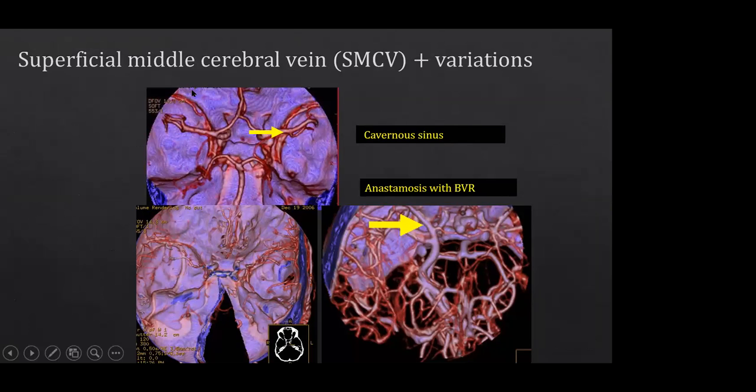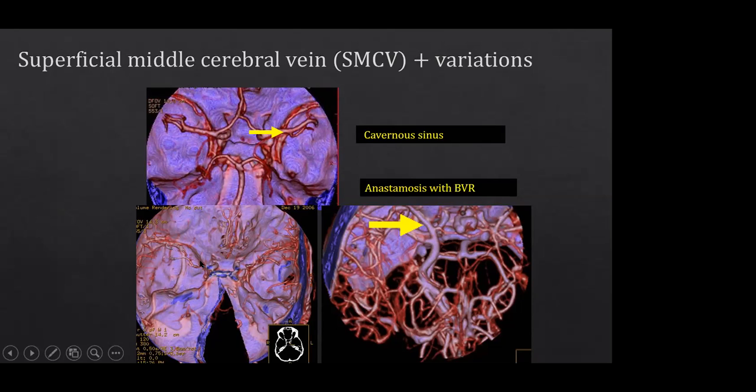This is again a zoomed in picture of the anterior skull base. Just to orient you, this is the sphenoid ridge. The sella is here, the petrous bone is here. You can see the basilar artery. Some of the circle of Willis is superimposed, and what is shown here is the middle cerebral artery, but just in front of the middle cerebral artery is the SMCV, the superficial middle cerebral vein, which drains into the cavernous sinus.